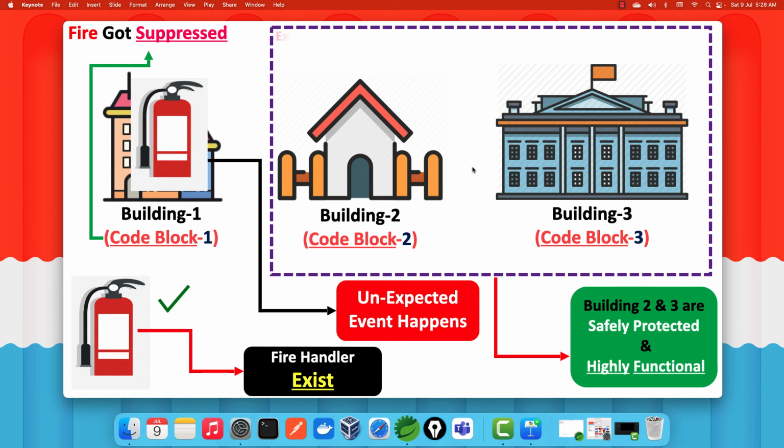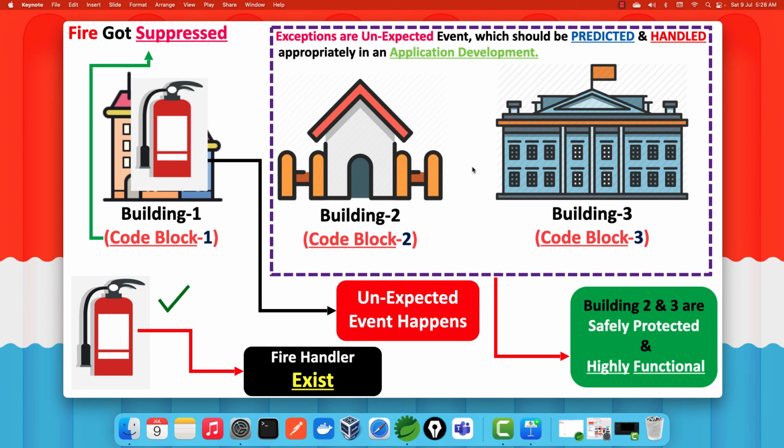We will have a more detailed understanding of exceptions from a technical point of view in the upcoming videos. If you look at a clearer description, exceptions are unexpected events which should be predicted and handled appropriately in application development. So what we can conclude from this scenario is that exceptions are something which occur at runtime. It's an unexpected event which should be predicted.